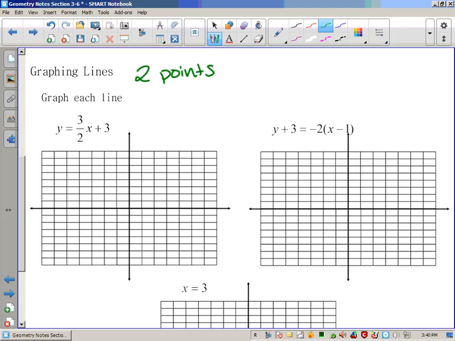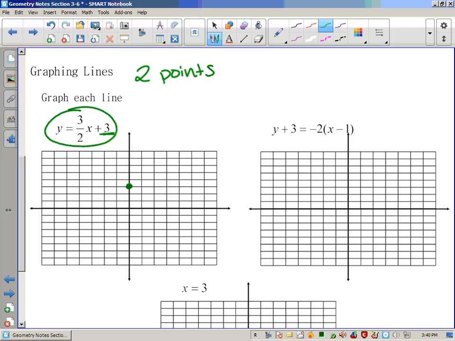Now, how we get those 2 points, I'm going to show you in the first and the second problem. There's 2 different ways to do that. This first one is the one that we're most familiar with. We start with the y-intercept. That's where it crosses the y-axis. So I would start right here.